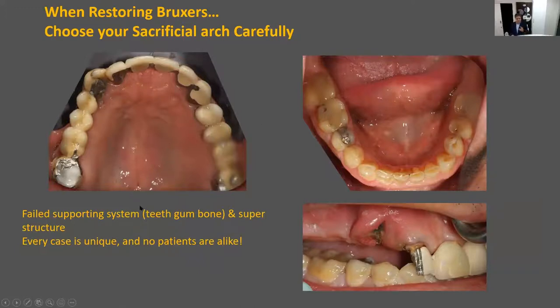Every case is unique. I mean, we have a major issue here. It's far more complicated, this problem. It's complicated because roots are failing, and it's got a high spine, I'll show later on.